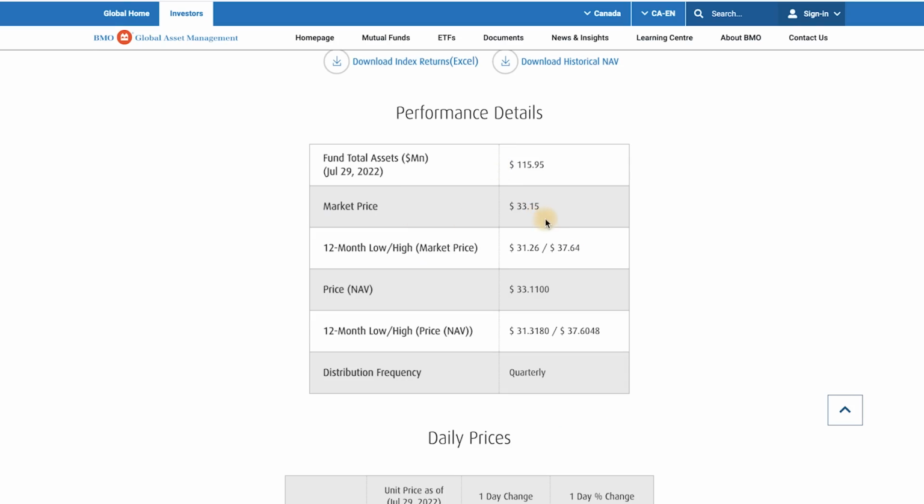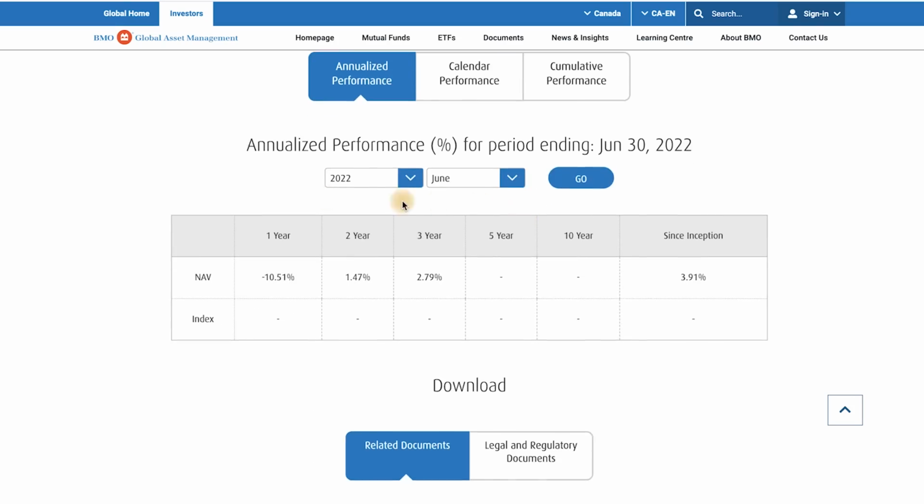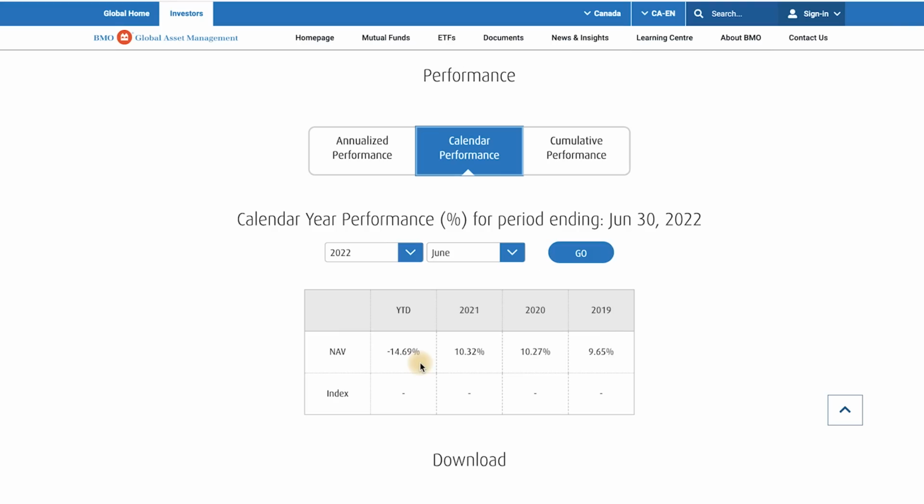Now, as you can see here, the market price for one share is $33.15. And just looking at its performance, again, this is what's going on with the stock market right now, but its 3-year annualized return is 2.79%, and since inception, 3.91%. Looking at its calendar performance, year to date in the negatives, but in 2021, its performance was 10.32%, in 2020, 10.27%, and in 2019, 9.65%.